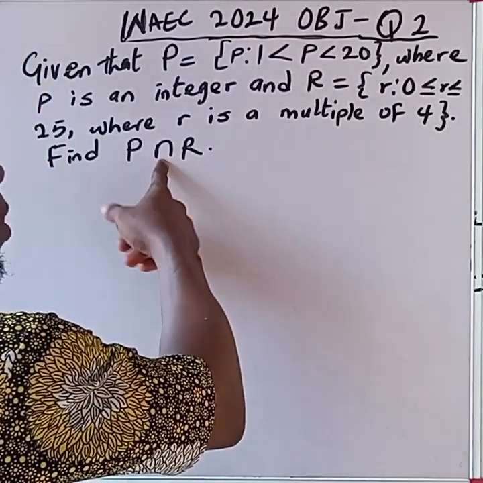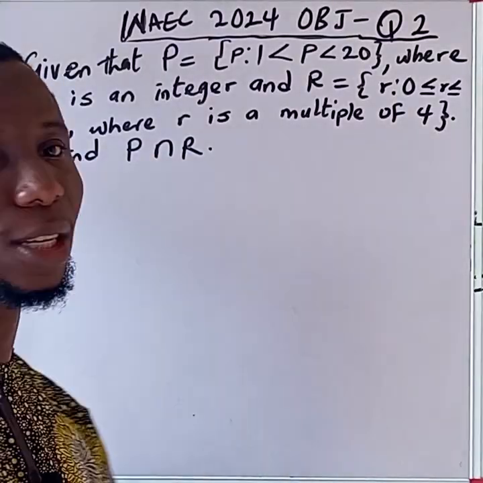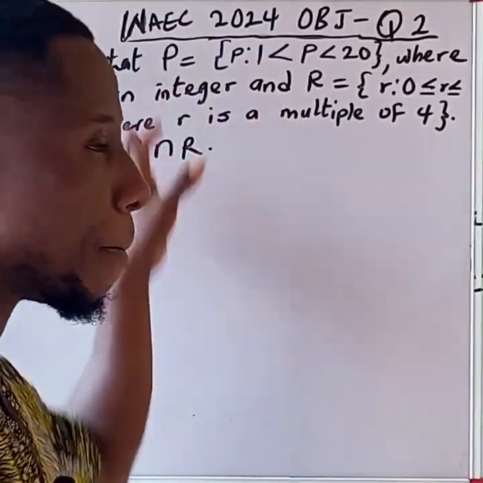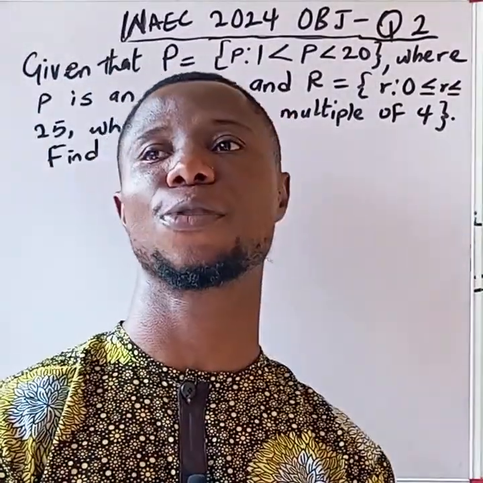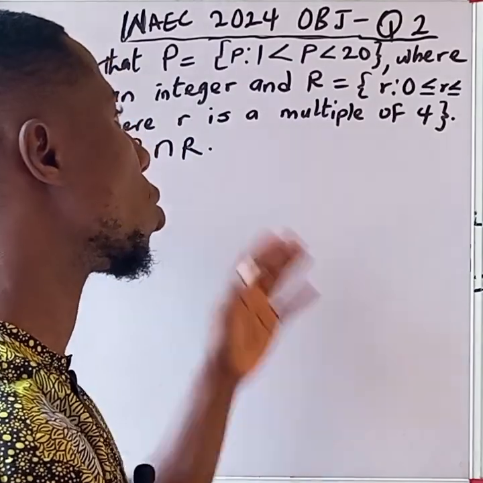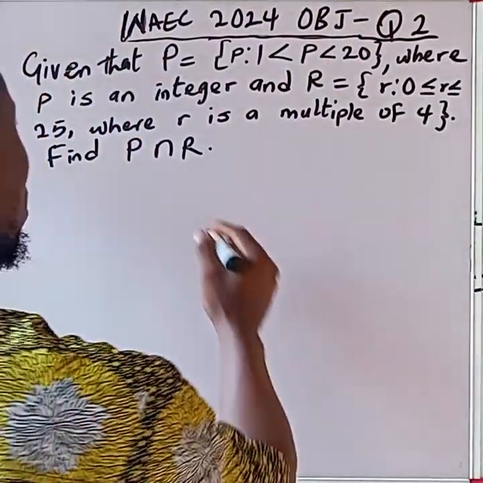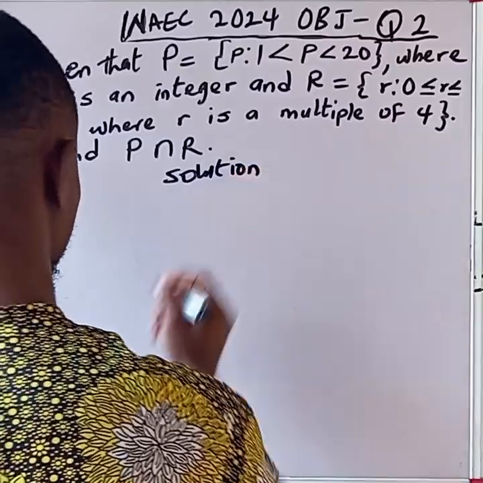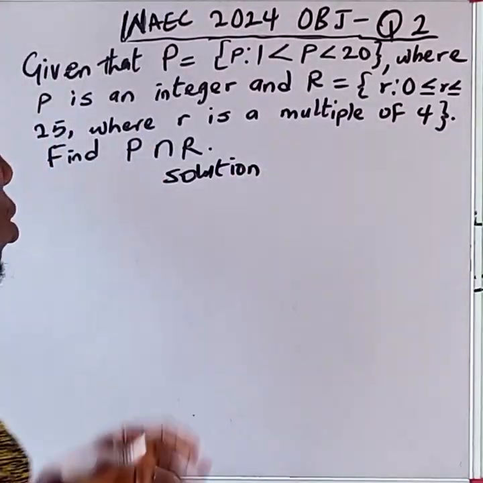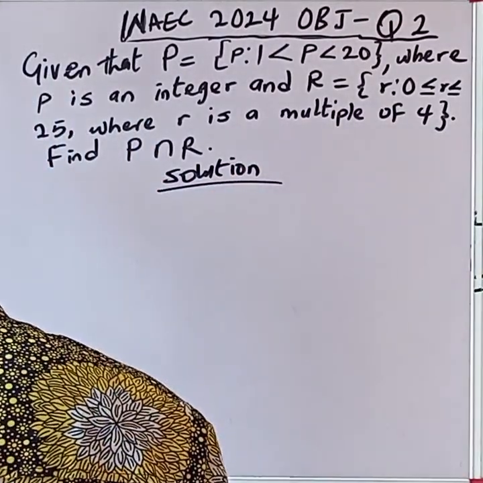So this symbol is a symbol of intersection. This math question is talking about sets. Okay, this is a topic from sets. So now, to solve this problem, very simple solution. Just pay attention while I put the solution on the board for you.